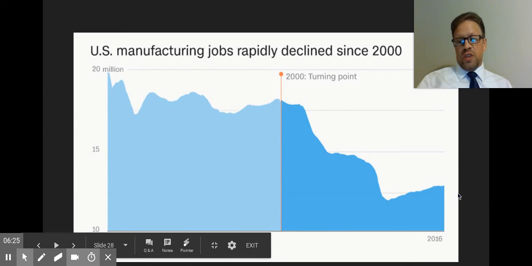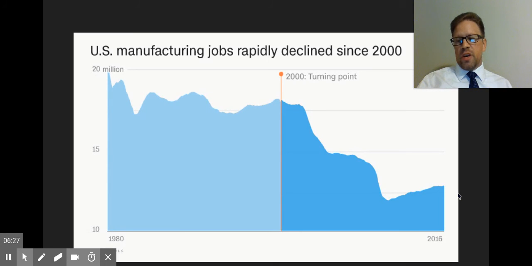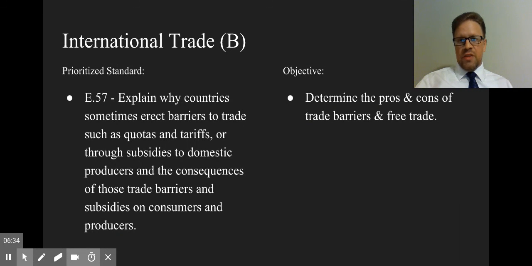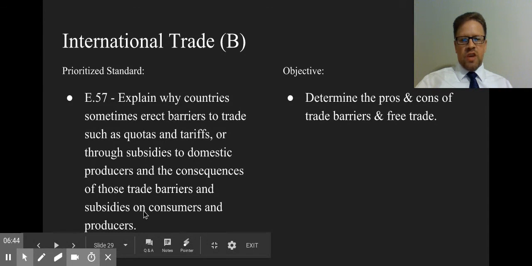With nations increasingly embracing free trade, labor productivity has growing importance not only in the U.S., but also throughout the world. All right, this concludes International Trade, Section B, Trade Barriers. Our prioritized standard was Economic Standard 57, and objectively now we can determine the pros and the cons of trade barriers and free trade.